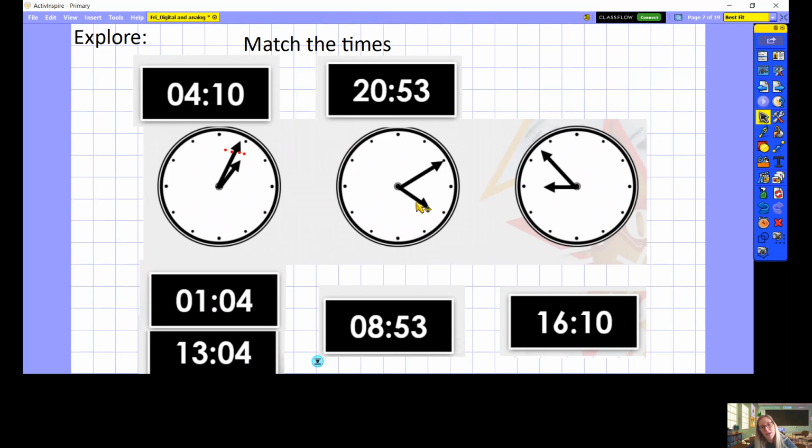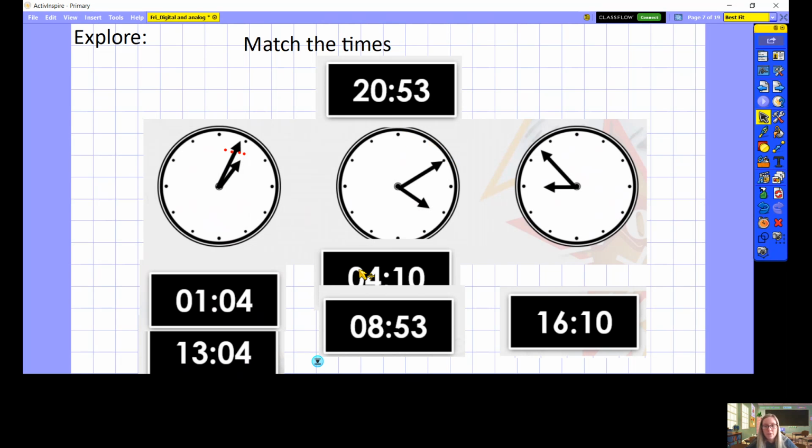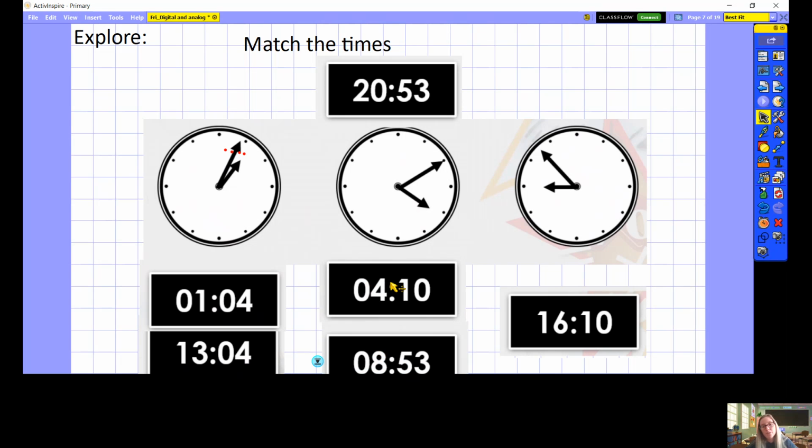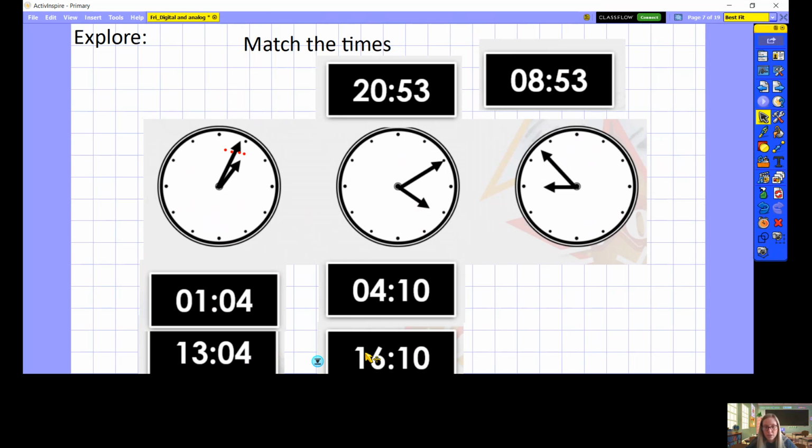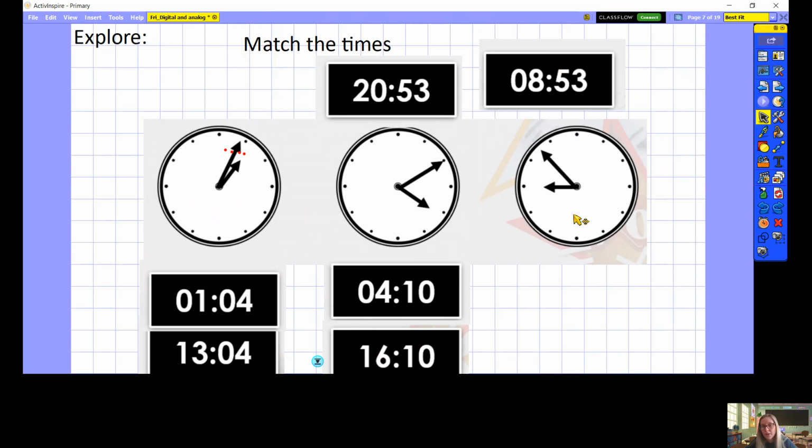Okay, looking at the next clock then, so the hour hand is just after 4, so the hour would be 4, and the minute hand is on the number 2, so 10 minutes around the clock. I would have 4:10 as my 12-hour clock, and then to work out the 24-hour time, I add 12 to 4, so 4 add 12, or 12 add 4 is 16, so I can see that the time here is 16:10.